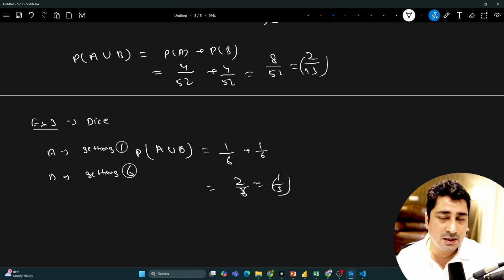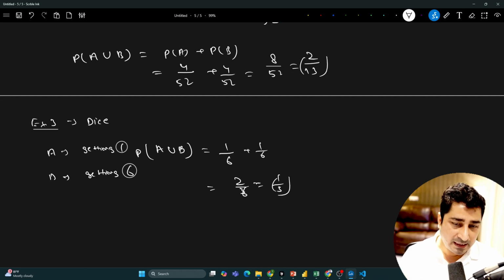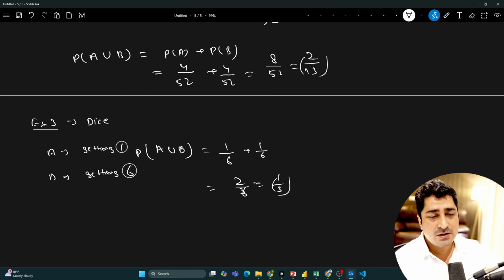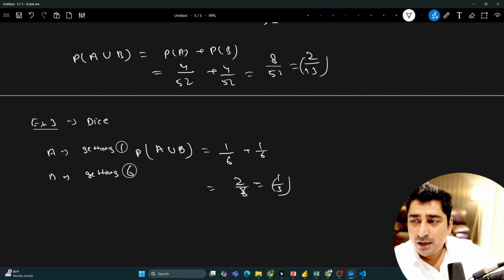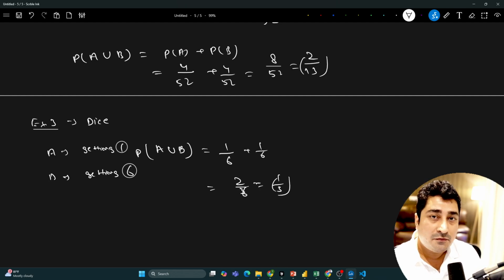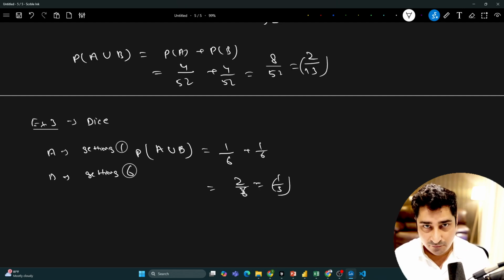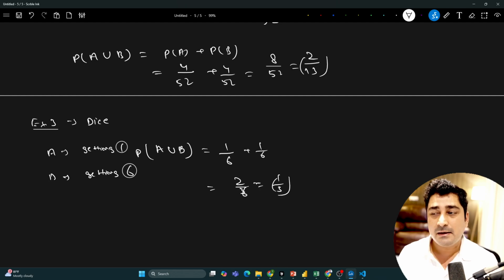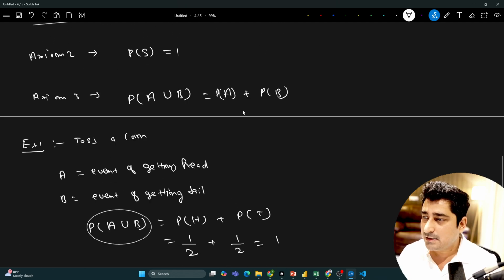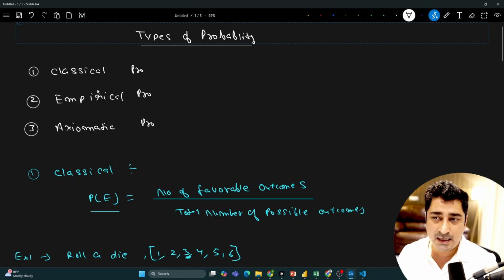So here we talked about 3 kinds of probability. First, classical probability, which is technically called theoretical probability. Empirical means experimental, where we have a data set. And then we talked about axiomatic probability, where we talked about 3 rules, and based on that we try to find the probability of occurrence of A or B, A union B, by the way. That is going to be probability of occurrence of A plus probability of occurrence of B.